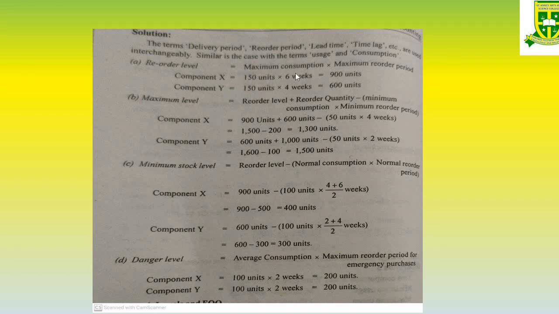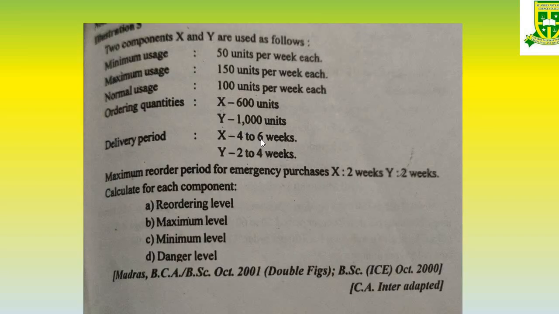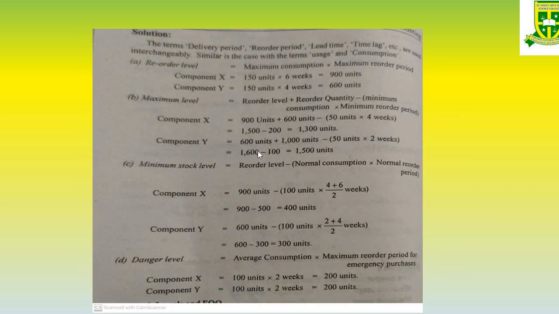For X, what is the maximum consumption? 150 units. The maximum reorder period for X is 6. So 150 into 6. For Y, the maximum consumption is 150, but the delivery period is 4 because it ranges from 2 to 4. So see the question, just apply the formula, and you will get the answer.